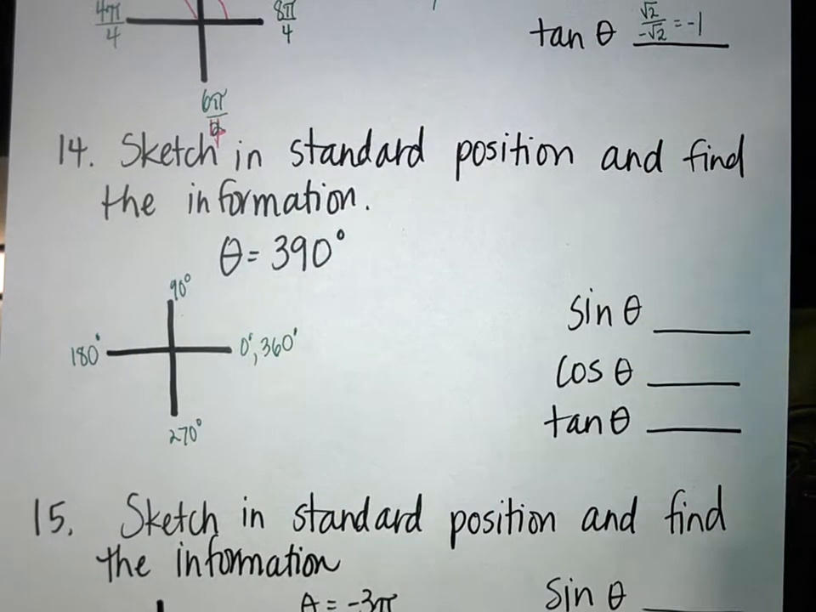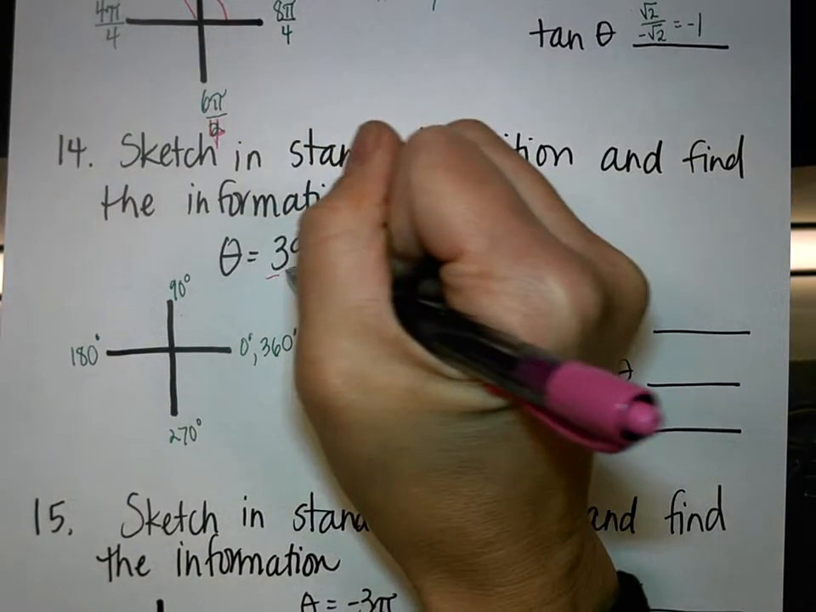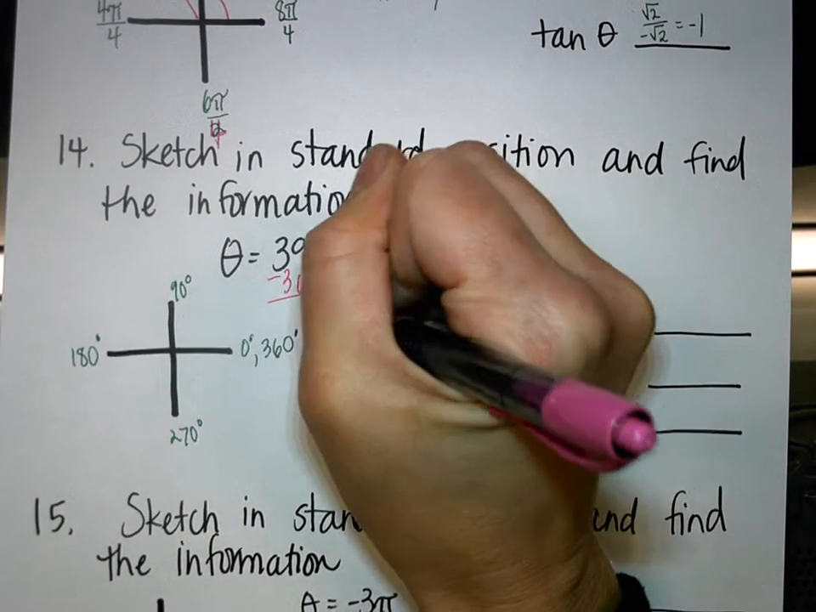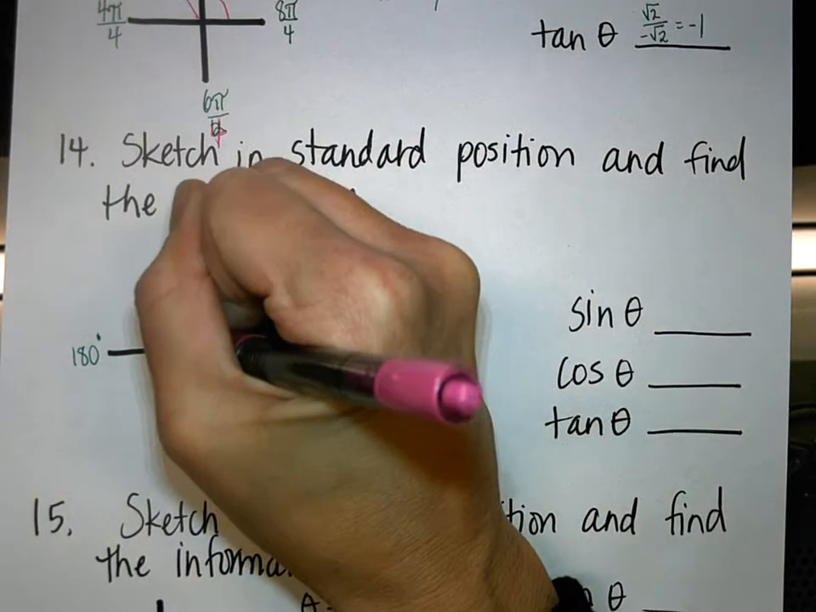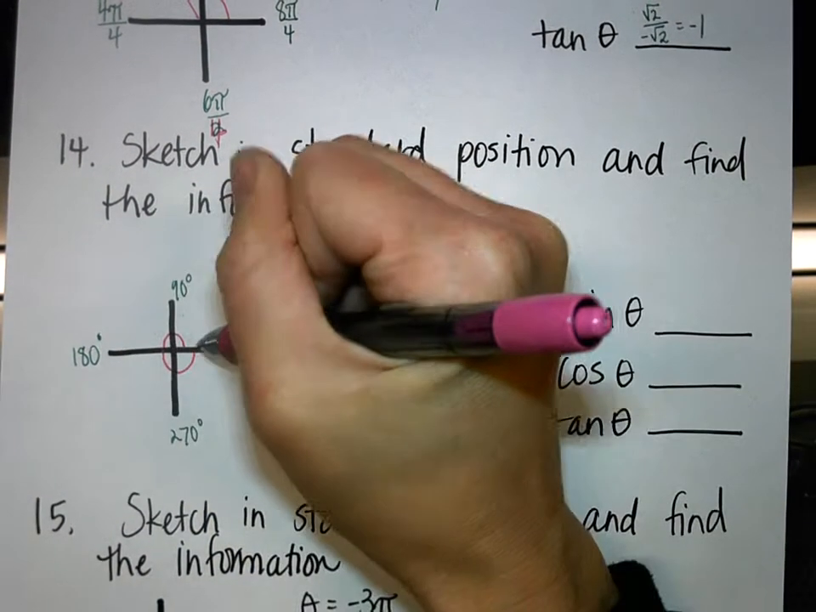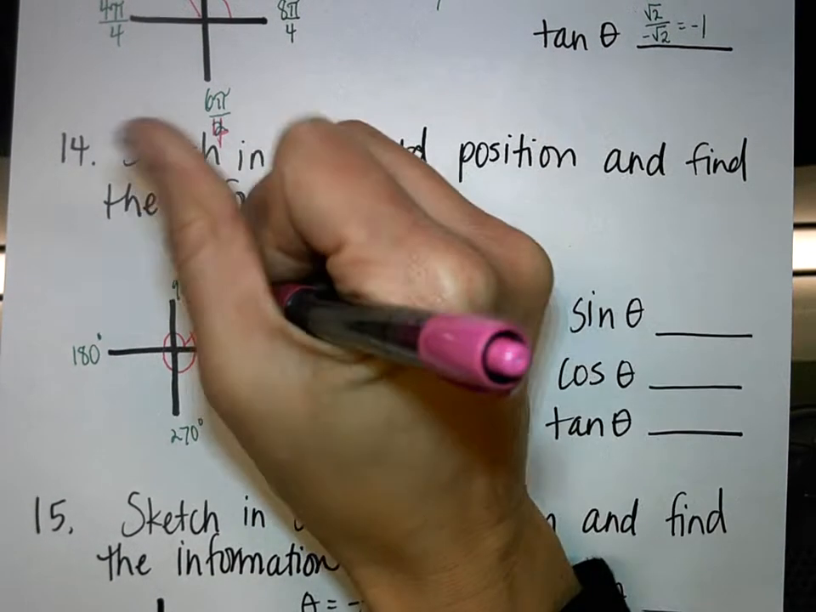390 degrees is going to be more than 360. We can figure out how much more by subtracting 360, and it goes an additional 30 degrees. So for 390, we loop all the way around, and then 30 more will end up being in quadrant 1. Okay, so this is 390 degrees.